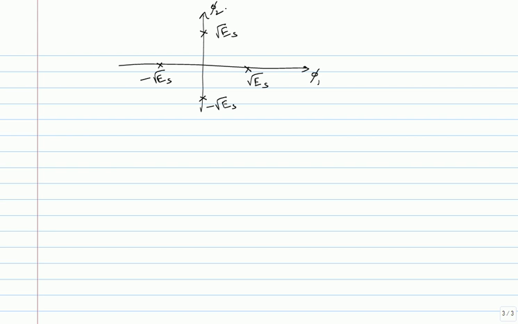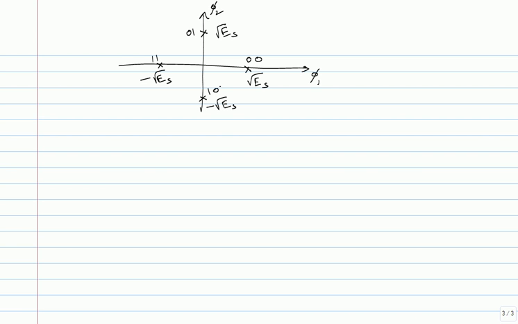So if I were to write down the constellation, you would have four points. Okay, so this is root Es, this is minus root Es, and root Es again. And the way I wrote it down, if this represents phi 1, this represents phi 2. Okay, so you're going to have this being 00, this being 01, this being 11, and this being 10. Okay, so that's it. This is your constellation. This is QPSK.